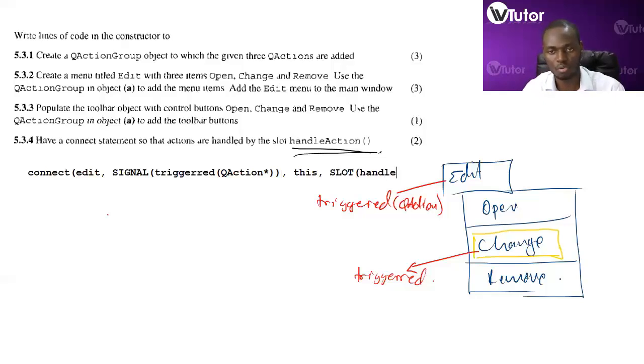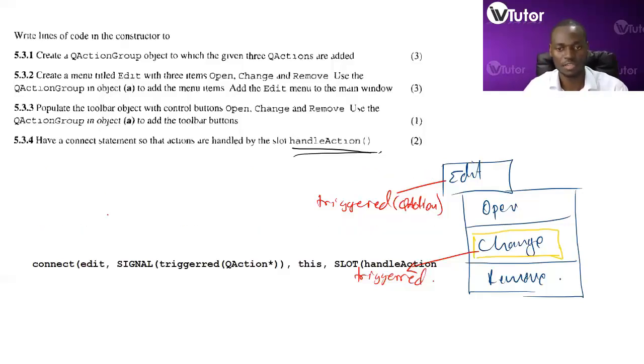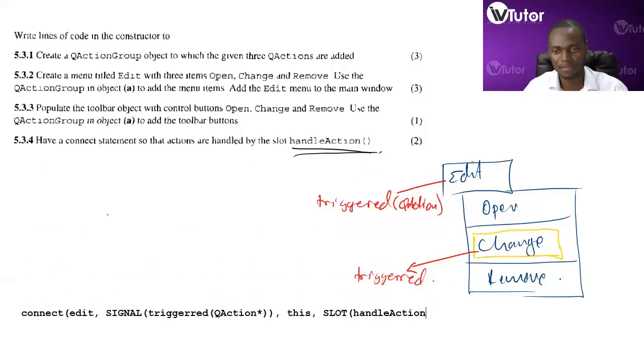It's called handle action. Let's write this down. Let me move this down here. Your slot is called handle action, and it receives the queue action that has been clicked. So this would be, sorry, this would be queue action that has been clicked. So you just do it like that. That is how you do your connect statement. And this is the last piece when it comes to dealing with menus and toolbars.